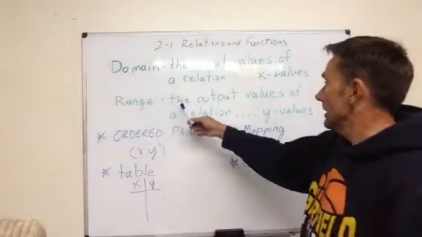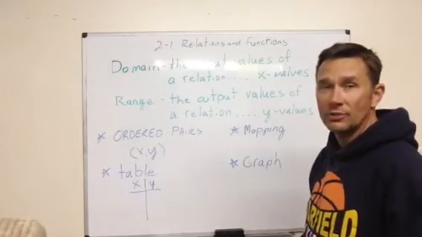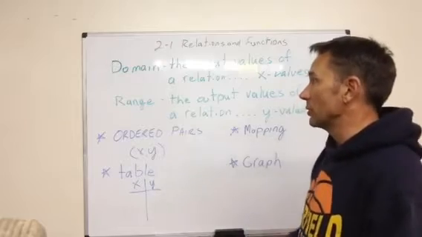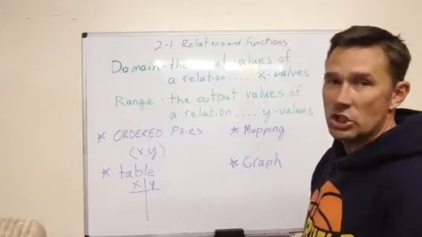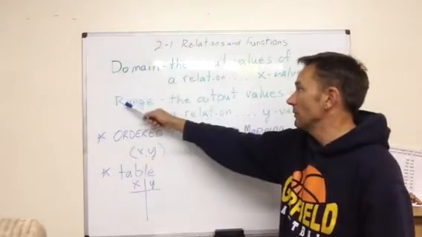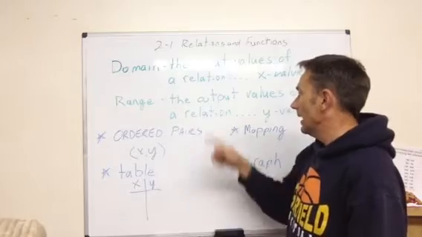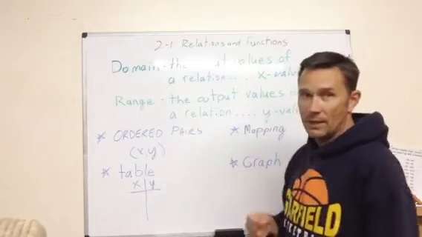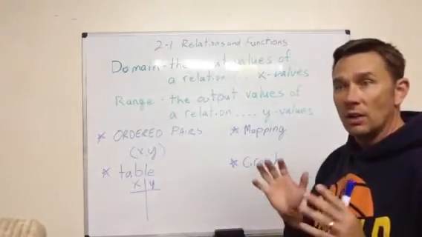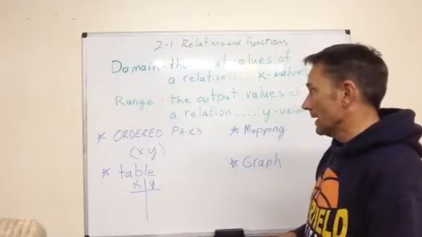The range is the output values of a relation, also known as the y values. So sometimes we mix them up, what's domain and range? I like to remember them using the alphabet. D comes before R, input, or the I comes before the O in output. X comes before Y. So that always helped me to understand which one came first.